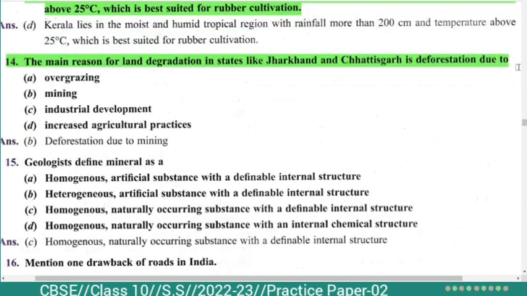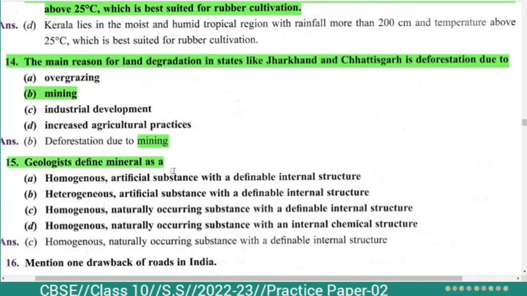Fourteenth question. The main reason for land degradation in states like Jharkhand and Chhattisgarh is deforestation due to: A. Overgrazing, B. Mining, C. Industrial development, D. Increased agriculture practices. The main reason for land degradation in states like Jharkhand and Chhattisgarh is deforestation due to mining. So here the correct answer is mining.